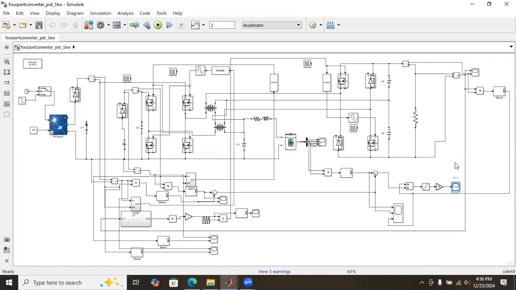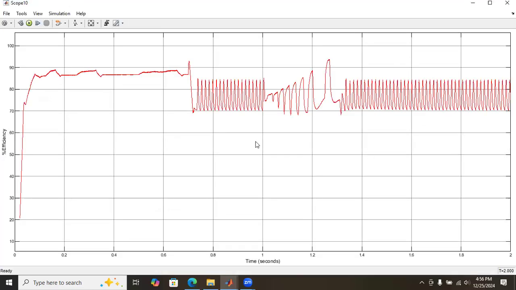And this is the efficiency curve. Initially, the efficiency is around 87%. When the battery is discharging, it is reduced and oscillating between 70 to 85%.